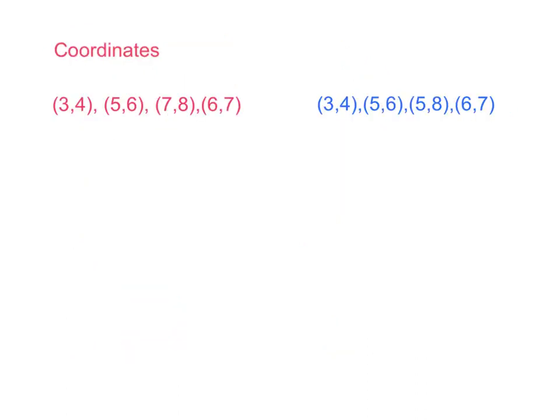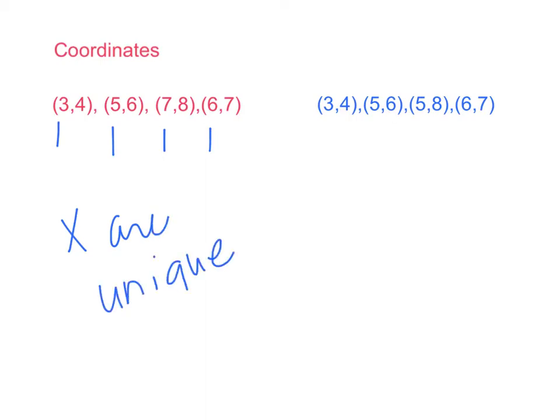All right, let's have a look and see if we can tell if a set of coordinates is a function or not. So I have a red set and a blue set. So quickly, see if you can decide if red's a function or if blue's a function. Off you go. All right, now, so let's check. Let's see what we can figure out here. Well, there's a 3, a 5, a 7, and a 6. All x's are unique. So, looks good to me.